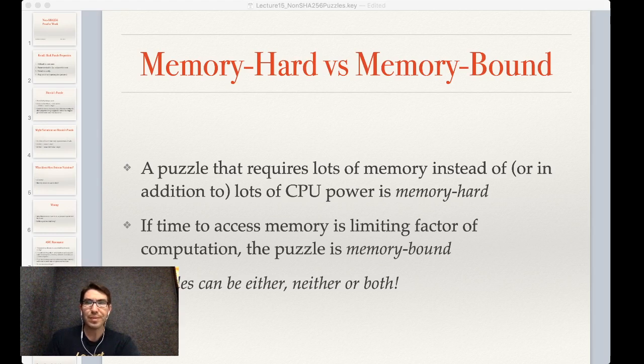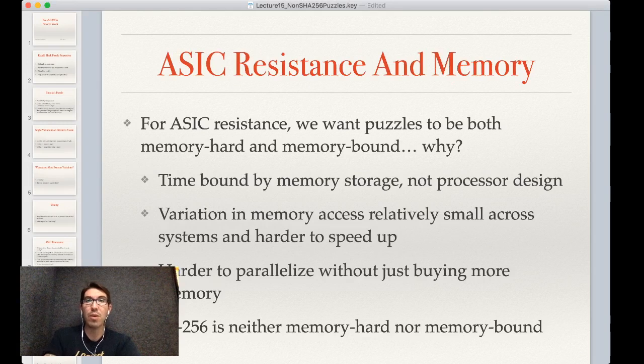You may have some systems, such as SHA256, that are not memory hard nor memory bound. But ideally, if we're trying to be ASIC resistant, we want our puzzles to be memory hard and memory bound. In this case, because the time is bound by the memory storage and not the processor design, that's the limiting factor. So increasing the speed of the processor or designing it for our particular algorithm is not going to help us. This is harder to parallelize without just buying more memory, in which case what's the point of having this specialized hardware when you can just buy more memory for your computer.